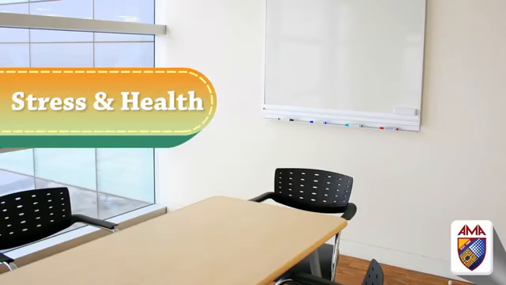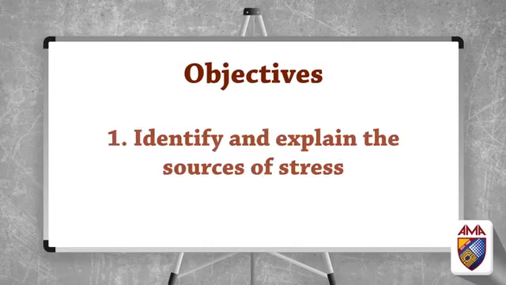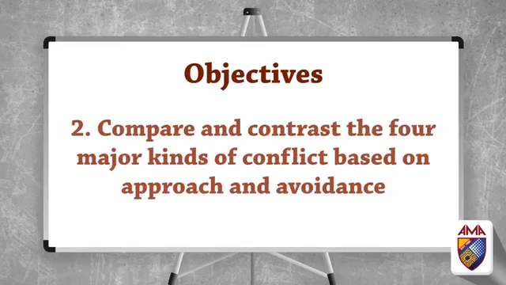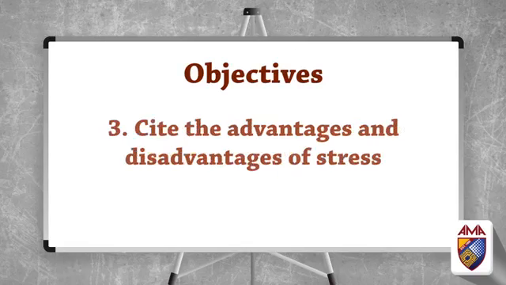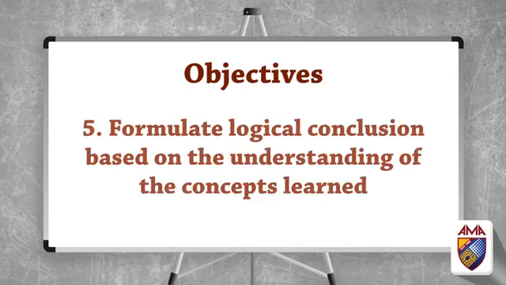Let's talk about stress and health. At the end of the session, you are expected to identify and explain the sources of stress, compare and contrast the 4 major kinds of conflict based on approach and avoidance, cite the advantages and disadvantages of stress, provide insights on how one could effectively cope with stress, and formulate conclusion based on the understanding of the concepts learned.